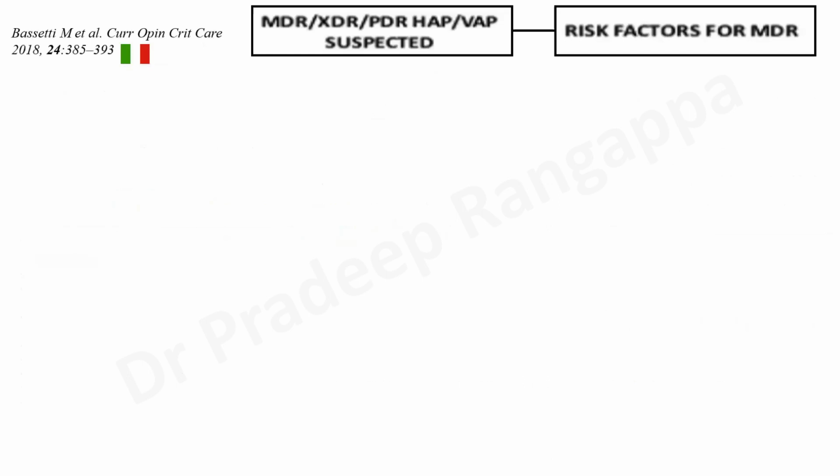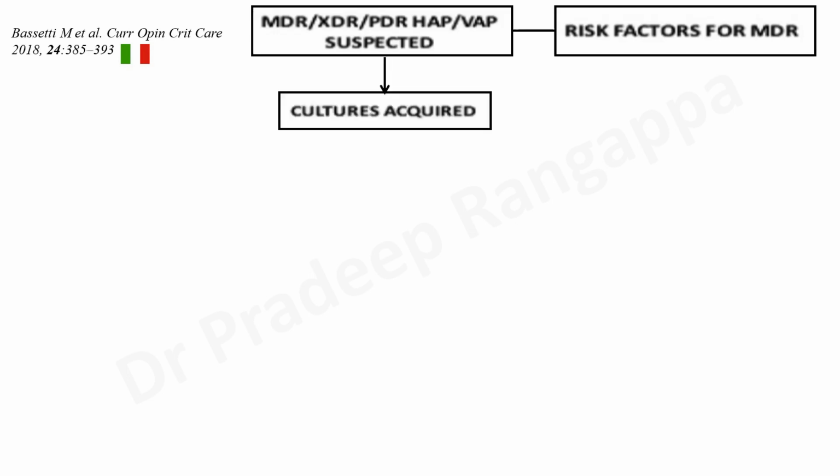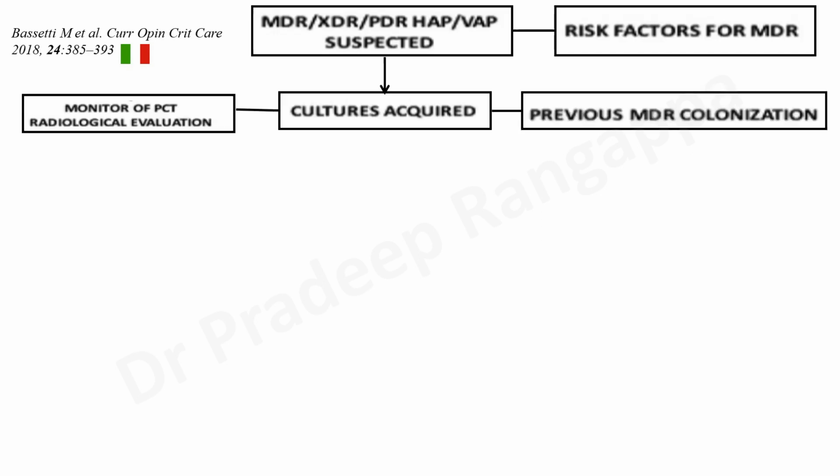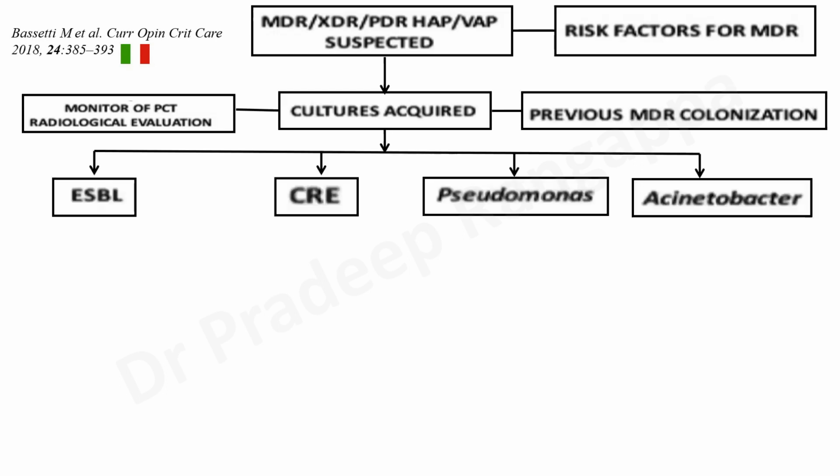Then there is another interesting algorithm that came from the Italian group, Bassetti. He was the person who I think came to India once and gave a talk on this. Again, this is just another flow chart to help. You send the cultures, and look at any MDR colonization the patient may have had. Then you look at rapid diagnostics to see whether it's ESBL, CRE, Pseudomonas, or Acinetobacter.